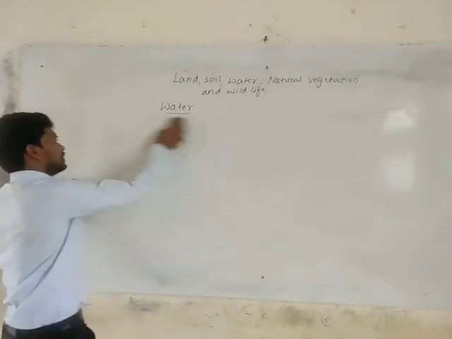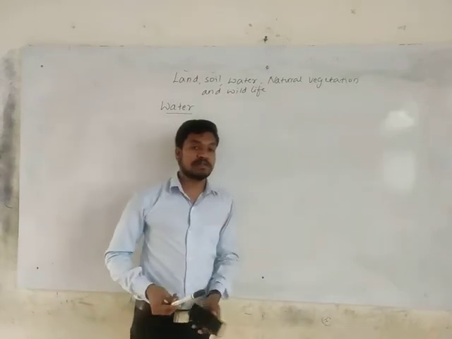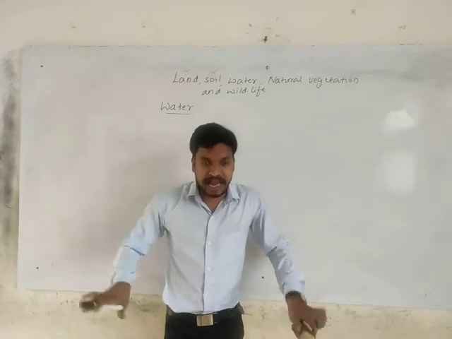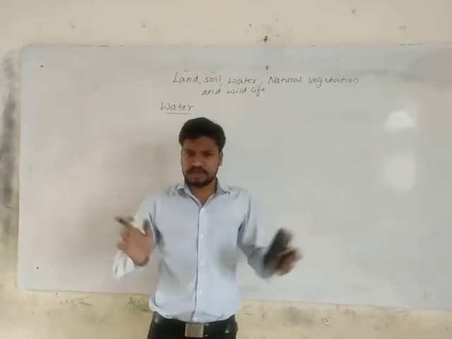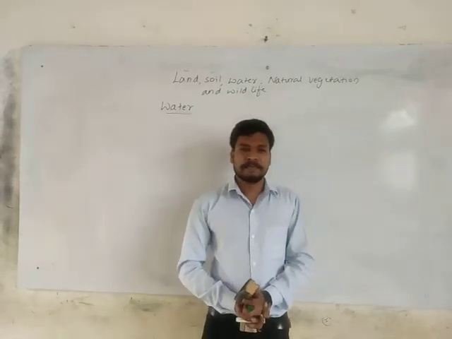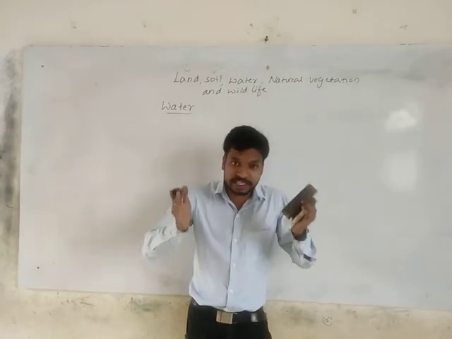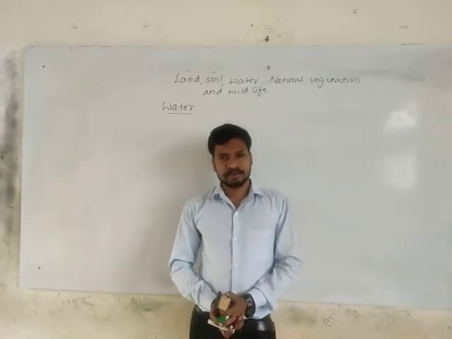How many percent of our Earth's surface is covered by water? 70%. That means that compared to the land, and the population of humans and all living organisms on the Earth's surface, the quantity of water is more than anything else.